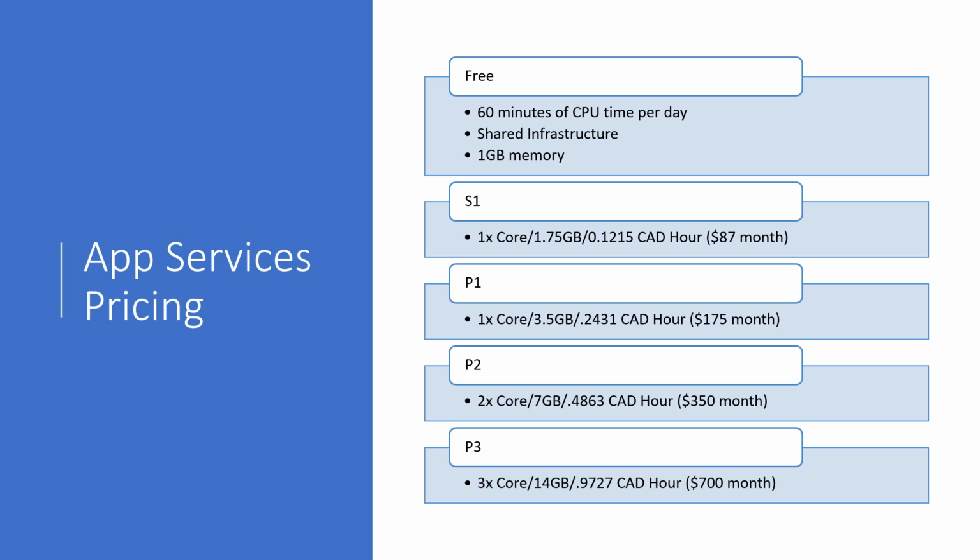You can see these kind of move up, 1 core, 2 core, 3 core, and the memory kind of jumps up 3.5 gigs, 7 gigs, 14 gigs, and the price basically doubles at that, 175, 350, 700 a month. The P3 is a pretty heavy setup, and again, within each one of those, you have about 3 different tiers within each one, so should be able to accommodate any deployment that you're looking for.